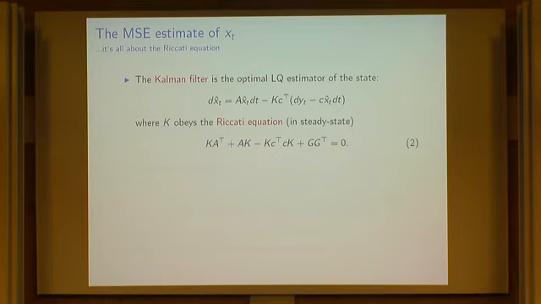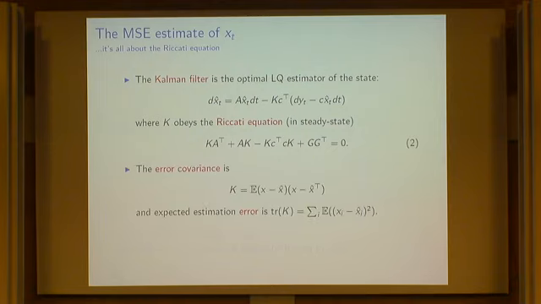Now, how to find K? You can show that K obeys this quadratic equation. That's called the Riccati equation. So K A transpose plus AK minus K C transpose C. So C was a row matrix, so this is a square matrix, an outer product. Okay. Plus G transpose is equal to 0.